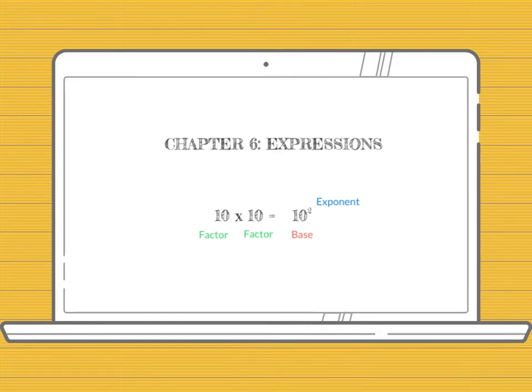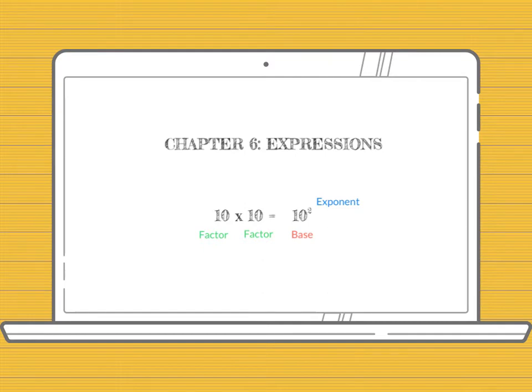Okay, so we're going to be beginning our next unit in Chapter 6 regarding expressions. Lesson 1 is just going over powers and exponents. So our objective is going to be representing numbers using exponents.